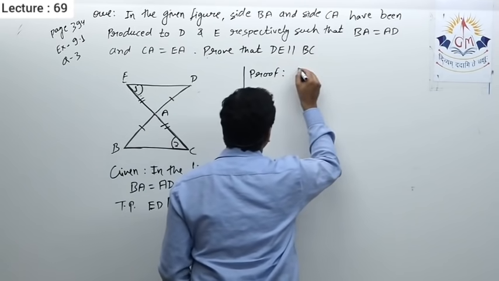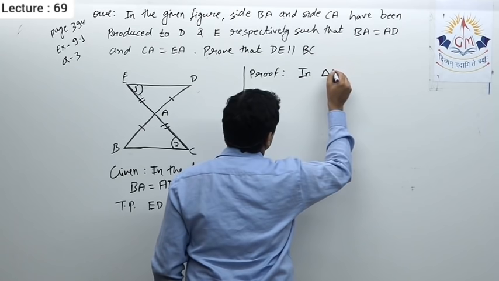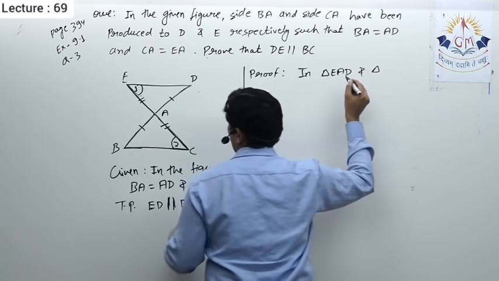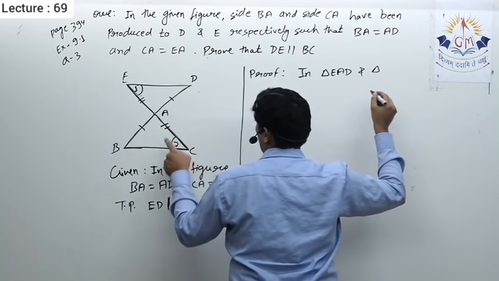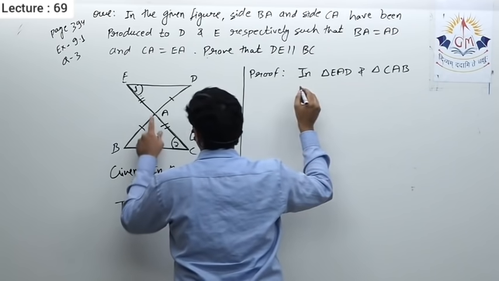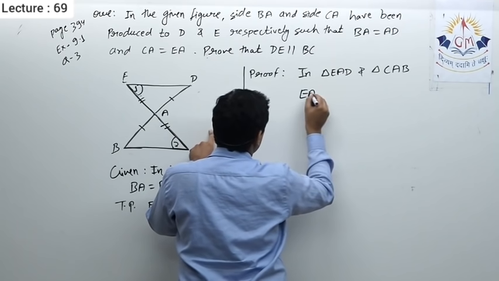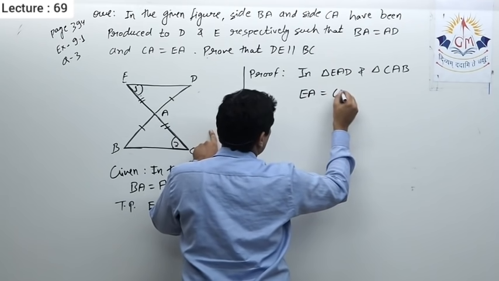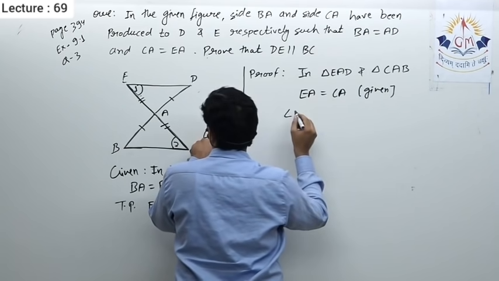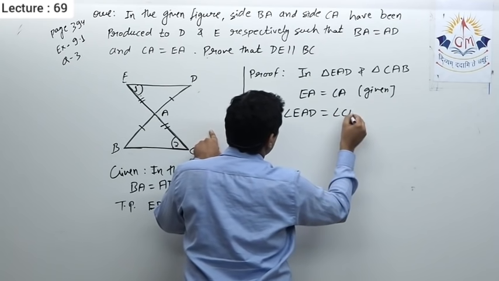Proof. In triangle EAD and triangle CAB, in triangle EAD and triangle CAB, I can say EA is equal to CA, that is given, angle EAD is equal to angle CAB.